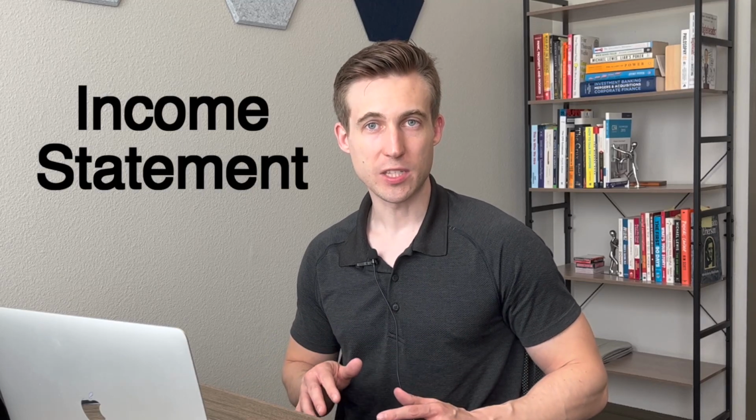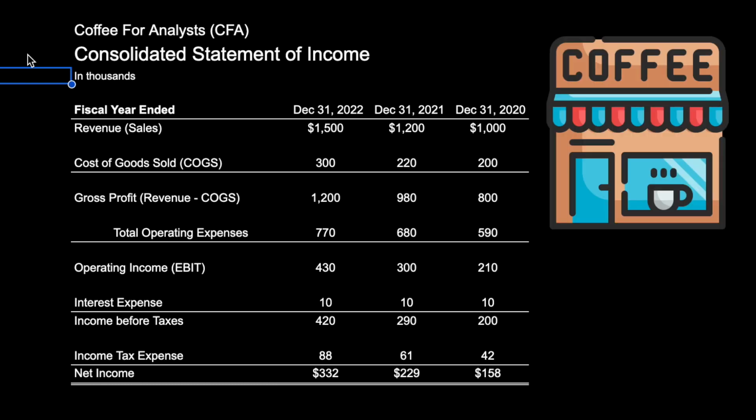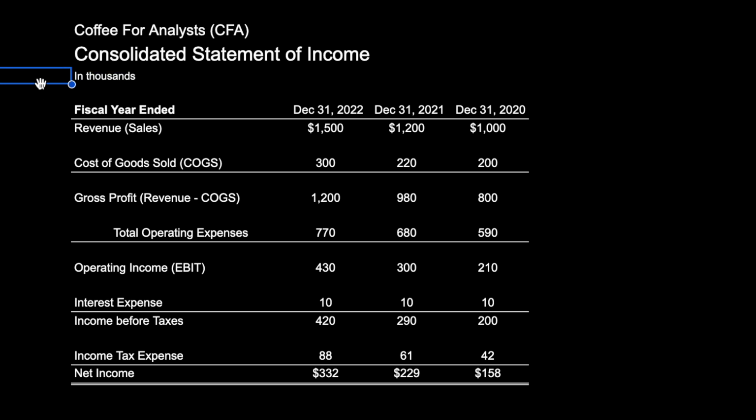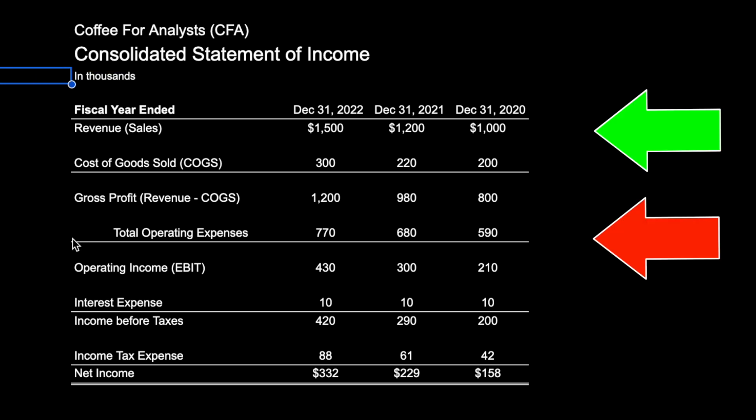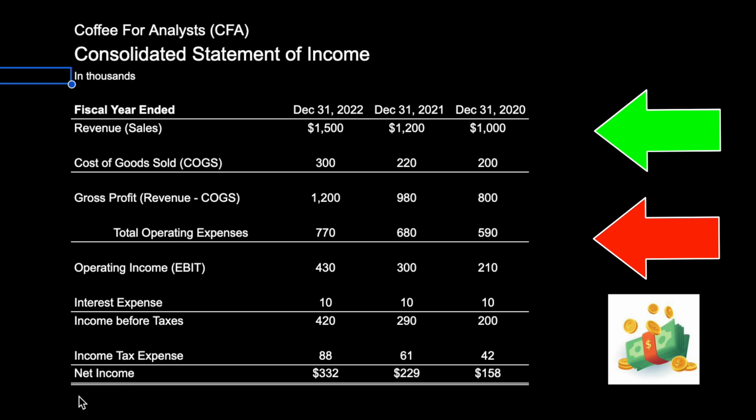In this video, you'll learn how to read and analyze an income statement like a professional investor or a real business owner. This is one of the most important skills you can learn in finance. Imagine you own a coffee shop called Coffee for Analysts and you're reviewing your income statement. In simple language, the income statement shows you what the company made, what the company spent, and what's left over when all said and done.